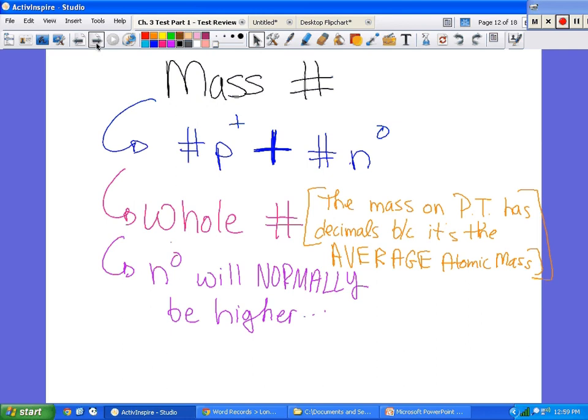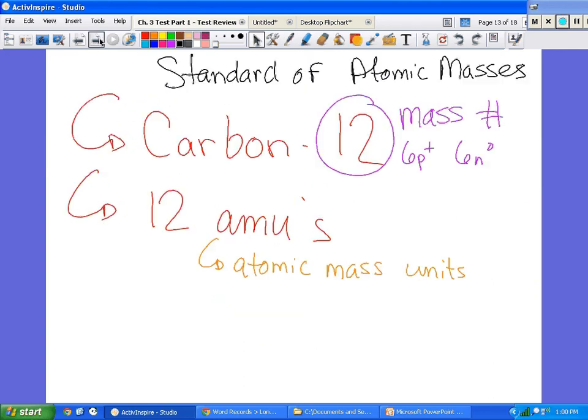So, the next bullet says, know the standard that all atomic masses are compared to and what it is equivalent to in AMUs. Remember how we have this standard. The way I talked about this was the density. What is the density of everything compared to? Water, right? So water is what density is compared to. What is the density of water? 1.